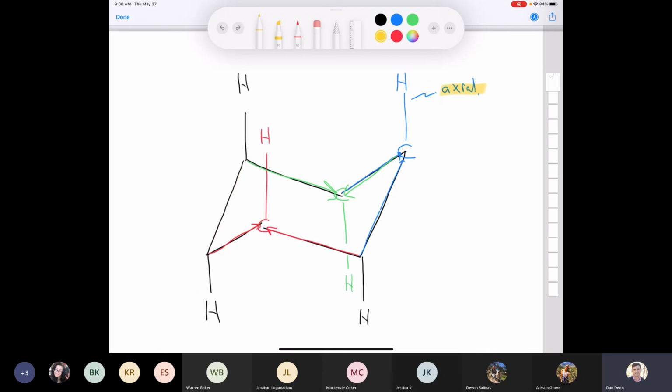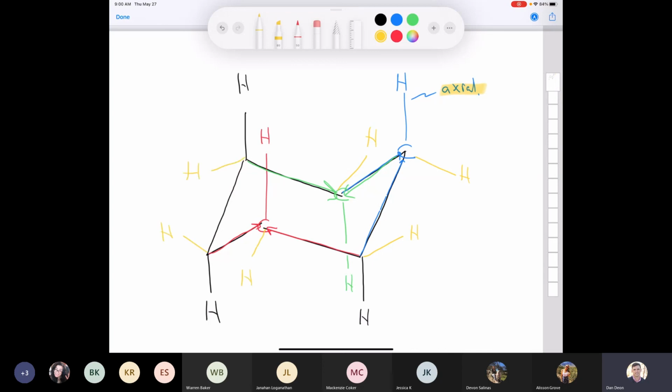The next positions are called equatorial. So I'll draw them in using the yellow pencil. Okay, so here's an equatorial position. Here's an equatorial position. Here's an equatorial position right here. Here's an equatorial position right here. Here's an equatorial position like this, and here's an equatorial position like that.